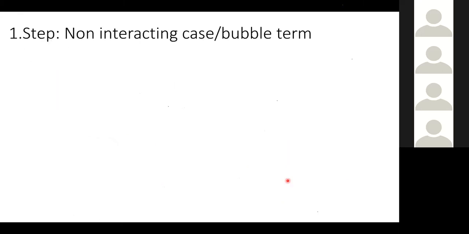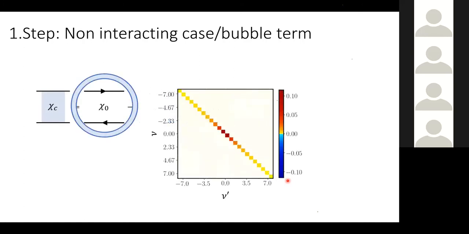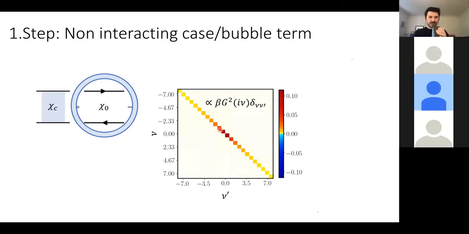And now we want to understand how to read the physics from the two-particle quantities. And in this case, I have to say, we start really from the very basics. We consider first the non-interacting case in which we have only the bubble term. And if we have only the bubble term, what happens is that you have only two independent Green functions, and therefore your generalized charge susceptibility is nothing else than a diagonal, which is proportional to the square of the Green function in frequency space, and which is positive, typically larger at small frequency and then decaying.